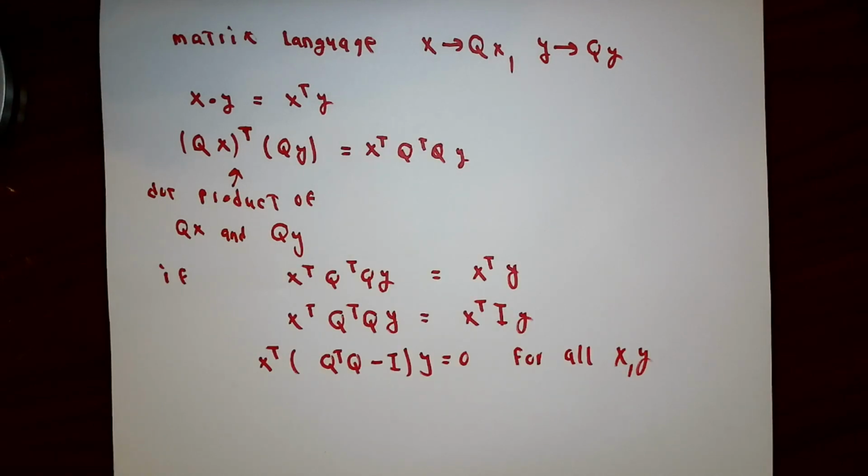If I insist that the dot product remain unchanged, I can write the transpose of Qx as x transpose Q transpose. When I multiply that row by the column Qy, I have to insist that I get x transpose times y, which is the same as x transpose times the identity matrix times y. If I subtract this quantity from both sides, factor an x transpose off to the left and y off to the right, I find out that this quantity must be 0 for all column vectors x and y.